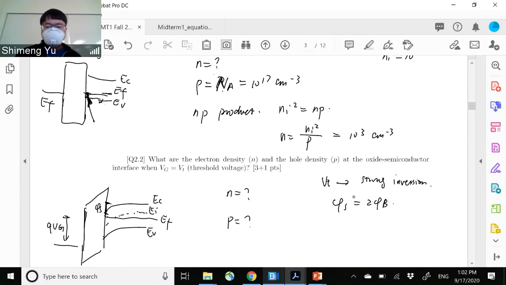And also, at this threshold voltage, we say that the surface is inverted from p-type to n-type, and the n-type electron density is the same as the hole density in the bulk. The electron density at the surface is the same as the hole density in the bulk. N at the surface is the same as P in the bulk. Surface means here. Bulk means here.